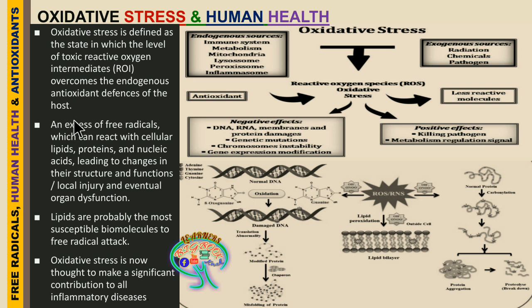Because of this, the homeostatic or physiological balance present within the cell and around the tissue of those cell types is going to be disturbed. So these free radicals are going to act upon the cellular lipids, proteins, and nucleic acids, leading to changes in their structure and function, or local injury and eventual organ dysfunction.